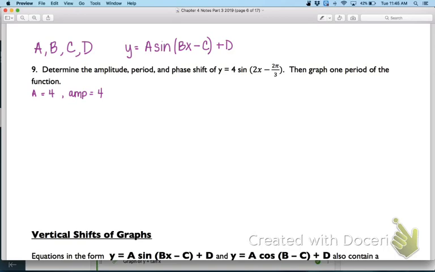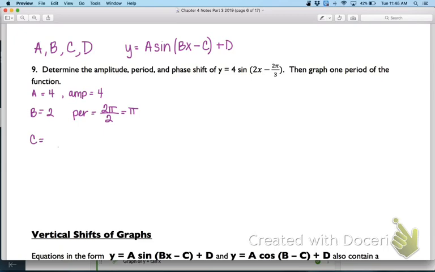Remember, amplitude is the absolute value of A. So if my A had been negative 4, the amplitude would still be positive 4. B, in this case, is 2. B helps us determine the period of the function, how long it takes to get through one whole cycle. So to determine the period, we use 2 pi over B. So 2 pi over 2, that means the period here is pi. So this one is going to complete a cycle of up, down, up in half the distance of the regular function.